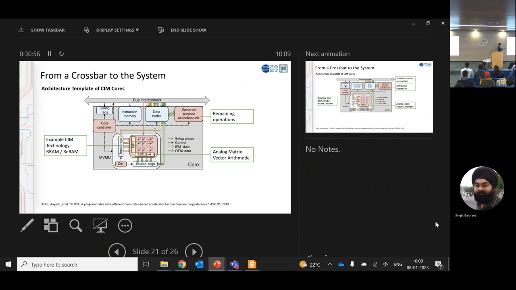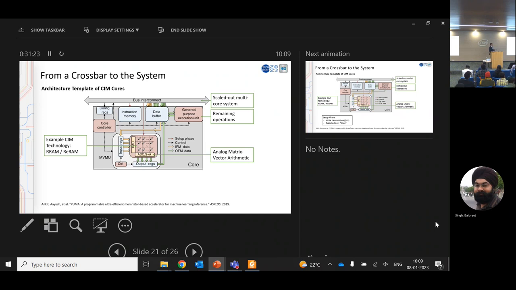You can map the remaining operations into this general purpose execution register, and you scale it out to a multi-core system via a bus interconnect. Essentially, your data flow digitally in via the bus interconnect, go to the data buffer, then are stored in the input registers, converted to the analog domain, run through your analog matrix vector multiplication, converted back into the digital domain, and then put back to the data buffer here to further run it. So this is how you essentially do a matrix vector operation.